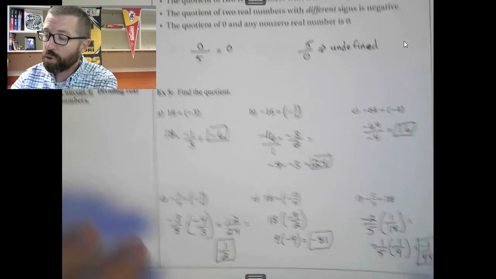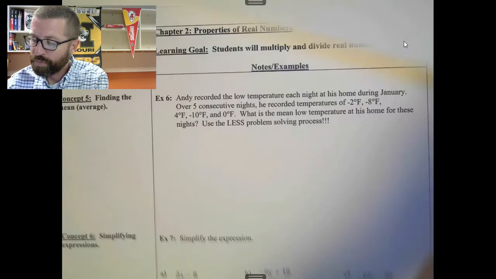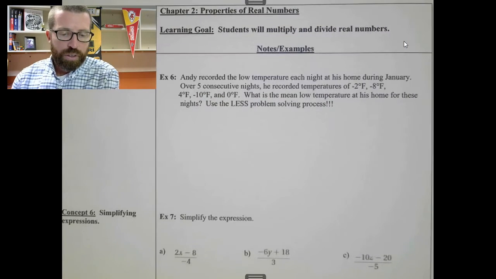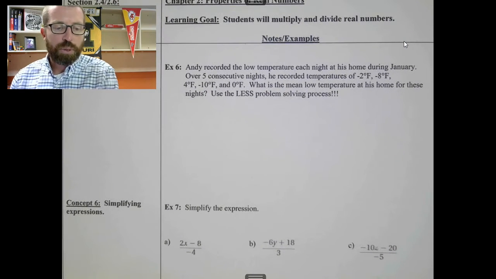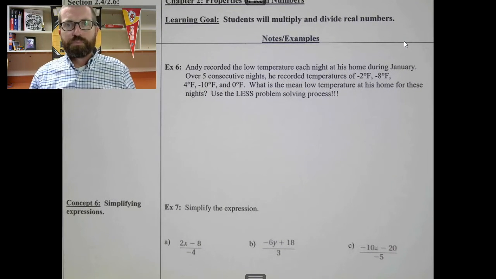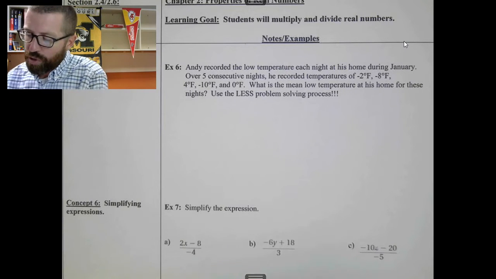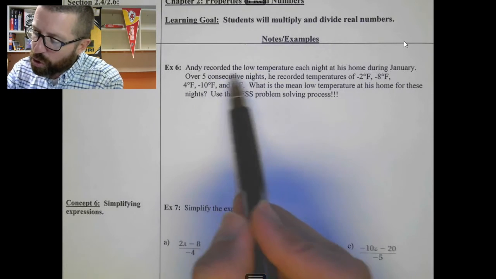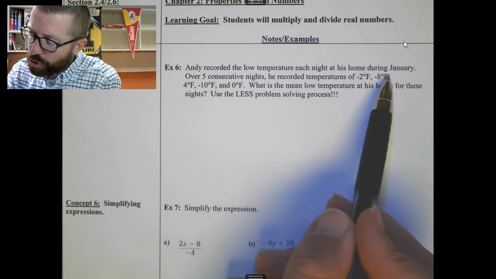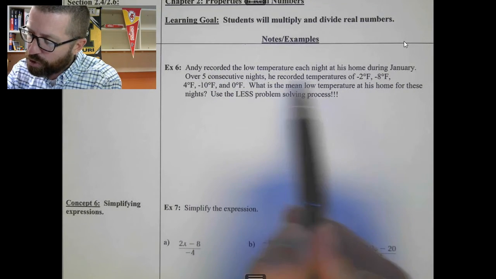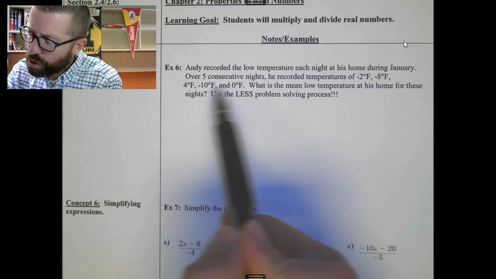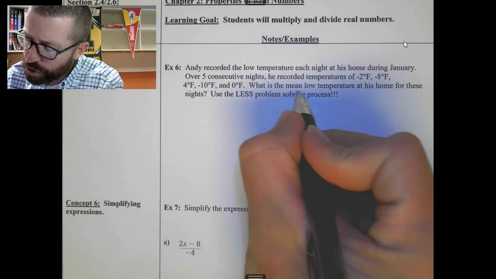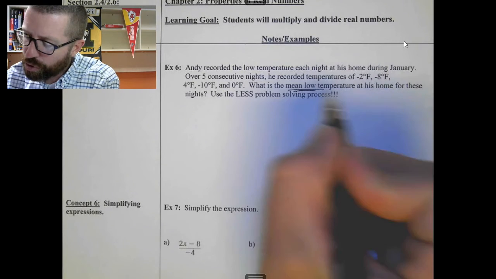Now let's look at a few more here. Here's this word problem. Try to do this on your own and then watch this video. Or pause it and push play. So Andy recorded the low temperature each night at his home during January. Over 5 consecutive nights, he recorded these temperatures. What is the mean low temperature at his home for these nights?